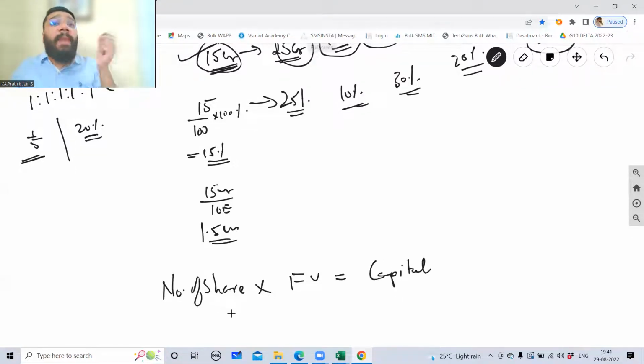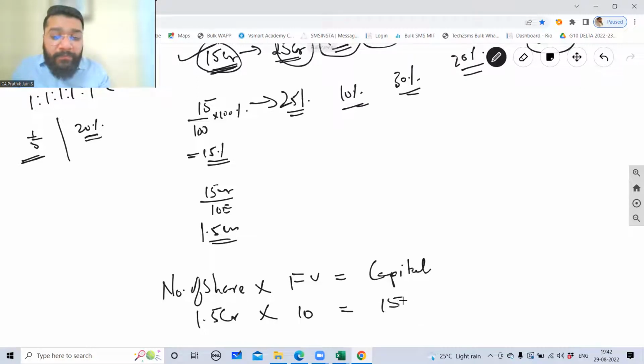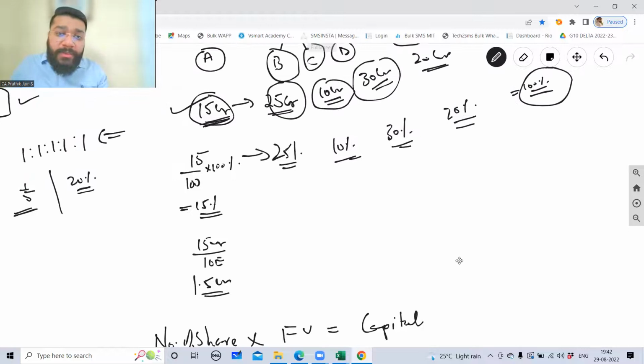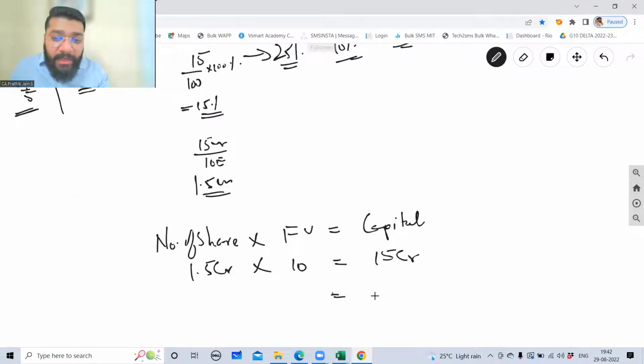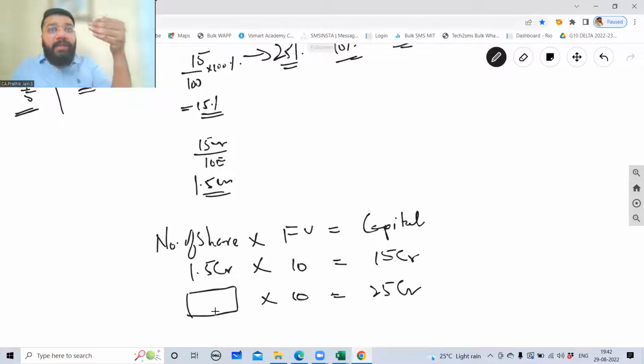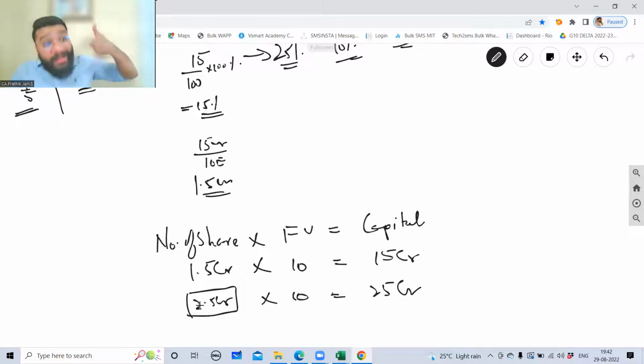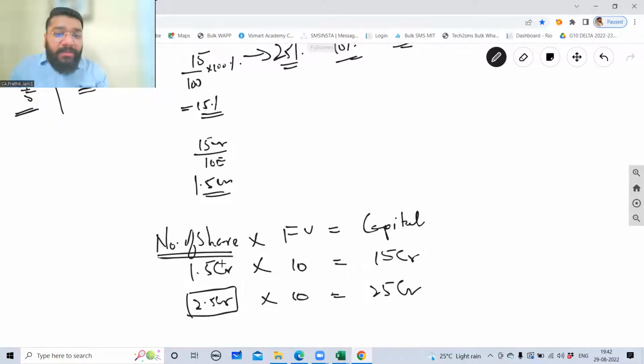So A is buying 1.5 crore shares, quantity of shares. Each share is worth how much? 10 rupees. So how much did he pay? 15 crore. Now B is buying how much? 25 crore is his capital. He is willing to invest 25 crores at 10 rupees. So how much is this? 25 divided by 10, which means 2.5 crore quantity of shares he is buying. So this number of shares is what is called a smaller unit.